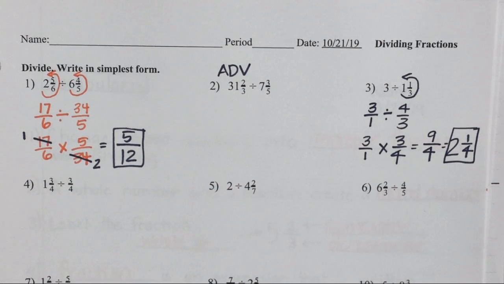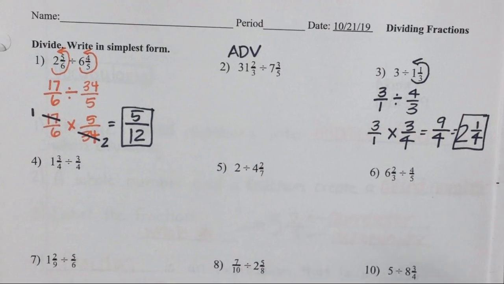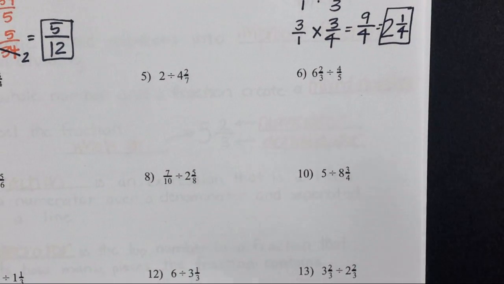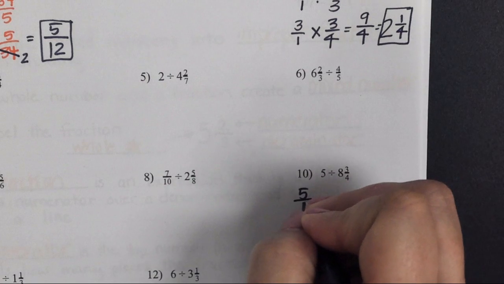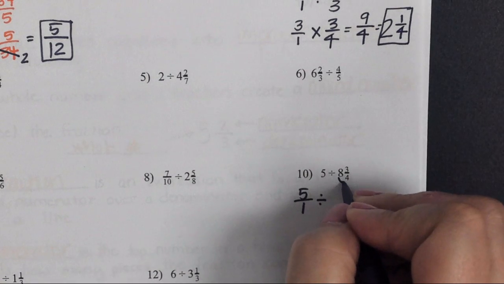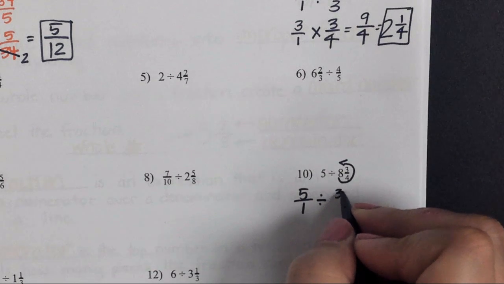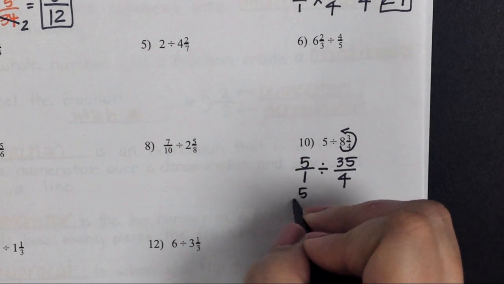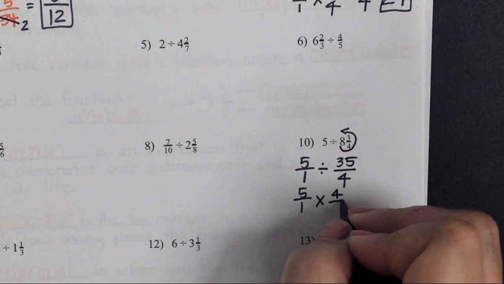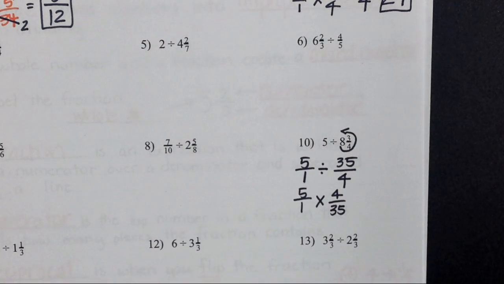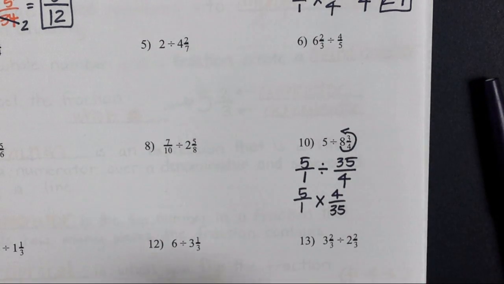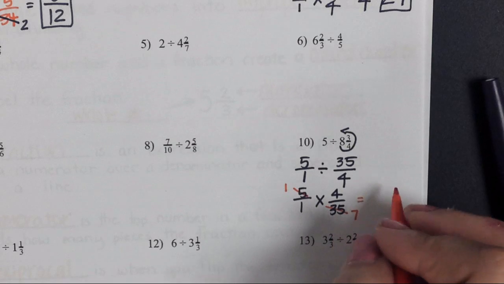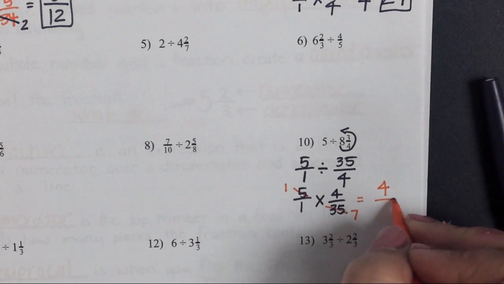Okay, let's skip down and do number 10 together. Okay, again, we have a whole number, so I'm going to put it over 1. So 5 over 1 divided by, what's 8 times 4? 32. Plus 3? 35 over 4. Now I can do keep, change, flip. Can I cross cancel? Which numbers? 5 and 5. 5 will go into 5 one time. 5 goes into 35 7 times. So 1 times 4 is 4. 1 times 7, 7.